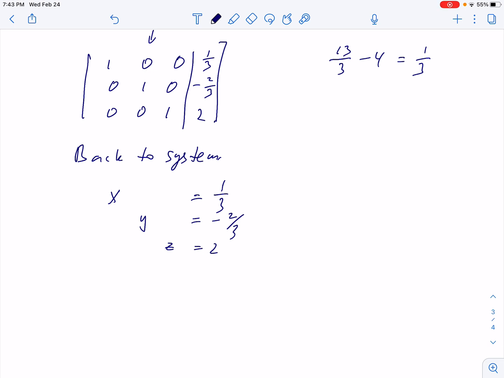And the solution here tells you this. At the beginning, our system consists of 3 equations with 3 unknowns. These are 3 planes in 3-dimensional space. And they have a common point. This is the point 1/3, -2/3, and 2. Common point for the 3 planes.